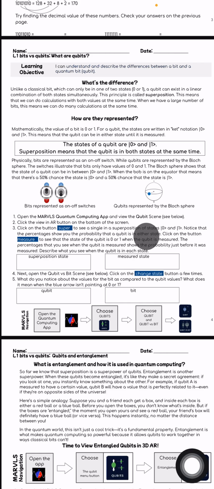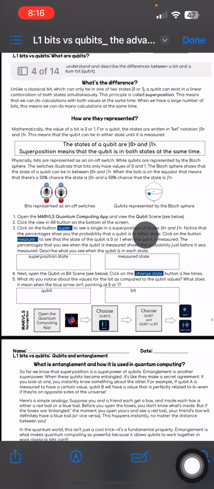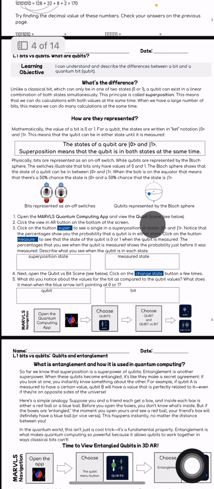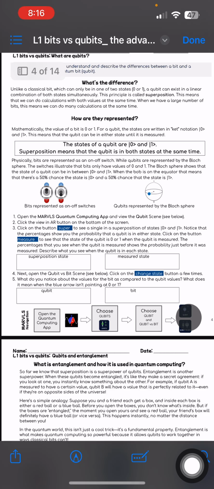Then there are some instructions about the qubit scene. It tells them what the buttons mean. Super means superposition state, and measure means they're measuring it. Then it asks a few questions, and asks them to go into the MARVLS qubit versus bit scene and change the state so they can compare the two. And right down here, we're seeing the navigation. So let's go in and look at that.